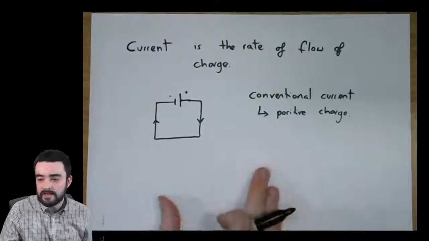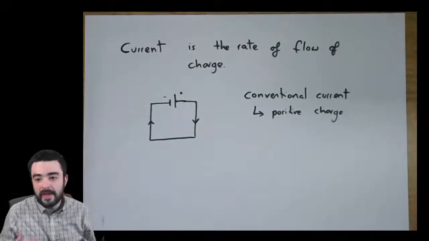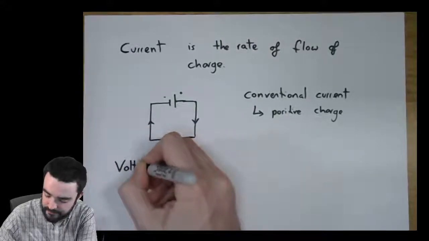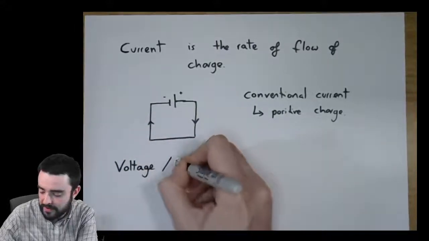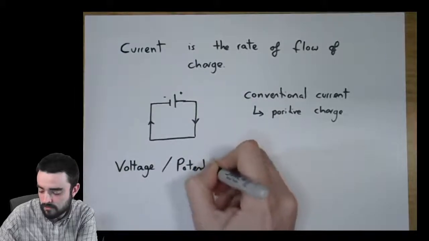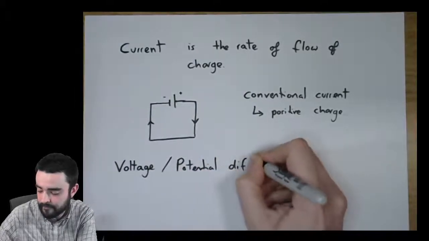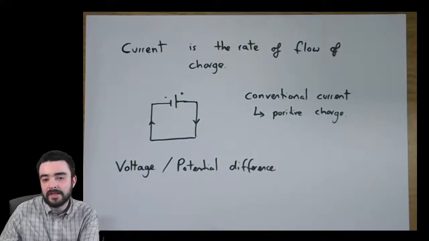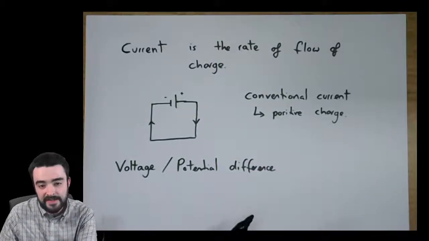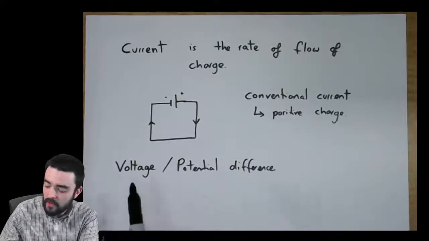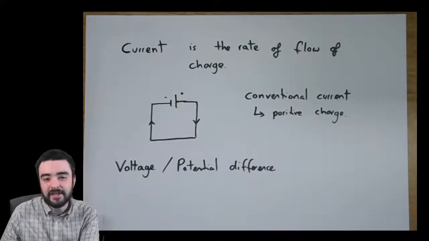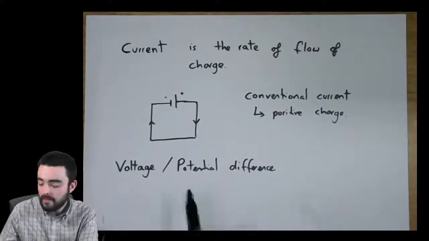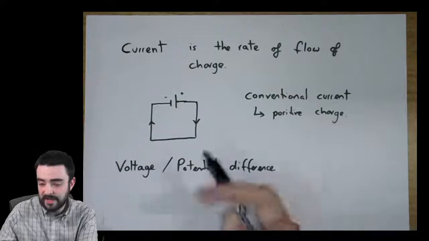Now, why do these charges flow? Well, they flow because of the voltage or the potential difference. These two things do mean something slightly different, but at GCSE they are basically interchangeable. Now, the voltage is the energy being provided to these charges. This is their electric potential energy.